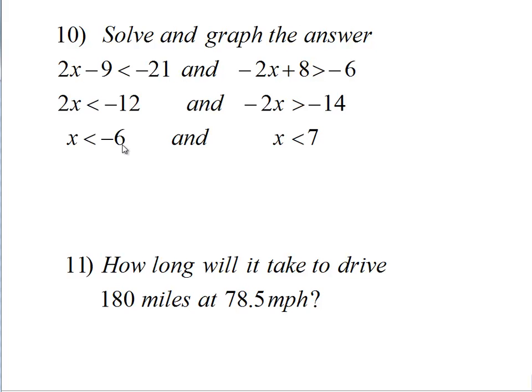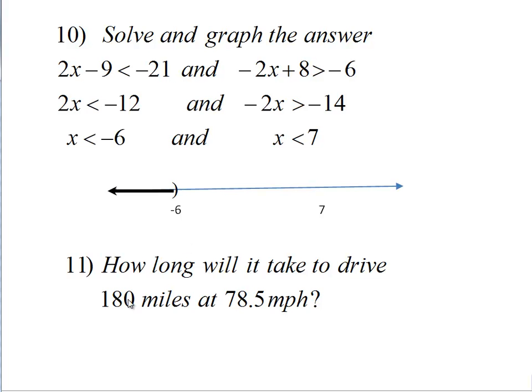Now I want everything that's less than negative 6 as well as less than 7. Well, so if I put 7 on a number line, less than would be going left. And it has to be less than negative 6, so these are the only ones that are both less than negative 6 and less than 7.